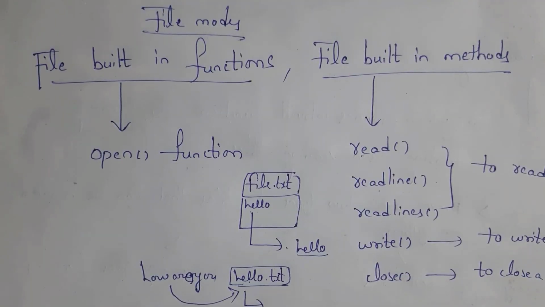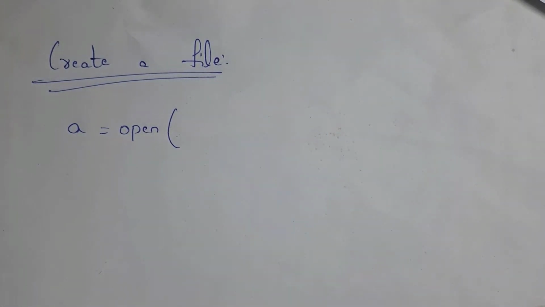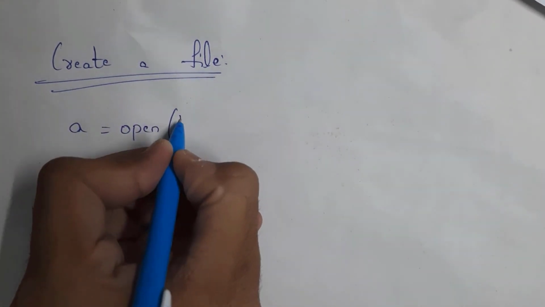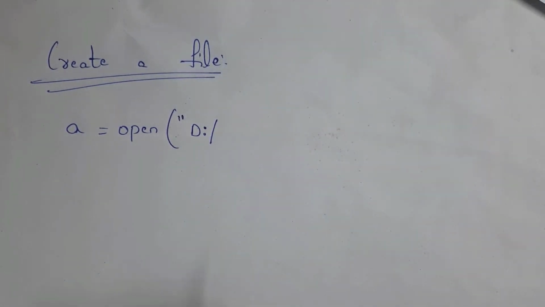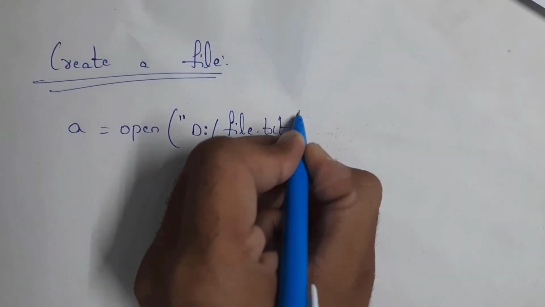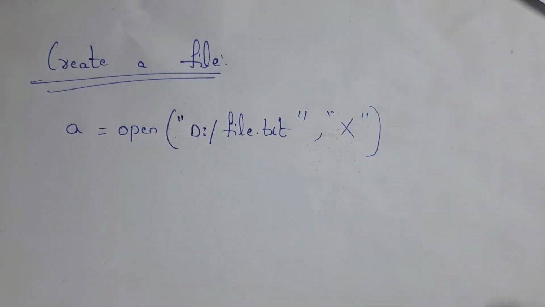I will give some examples so that you can clearly understand the use of these file modes, file built-in functions and file built-in methods. At first, I will explain how to create a file. Write a equal to, take the open function. Inside the open function, write in quotations the path: I want to create the text file file.txt in local disk D, comma, x mode. By using x mode, we can create a new file.